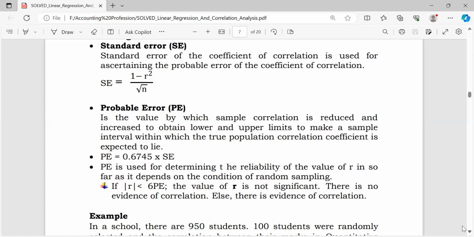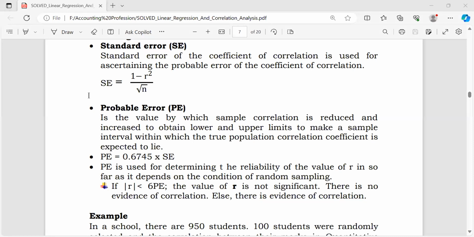Okay, so what is the probable error now? The probable error is the value by which the sample correlation coefficient, not the population's, is reduced and increased. That means plus or minus, to obtain the lower and upper limits to make a sample interval within which the true population correlation coefficient is expected to lie. Did you get that one? Or maybe I think we need to make more explanations here, right?